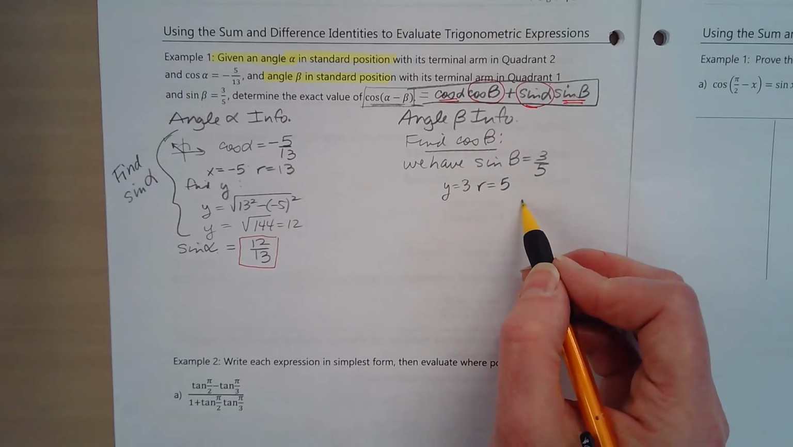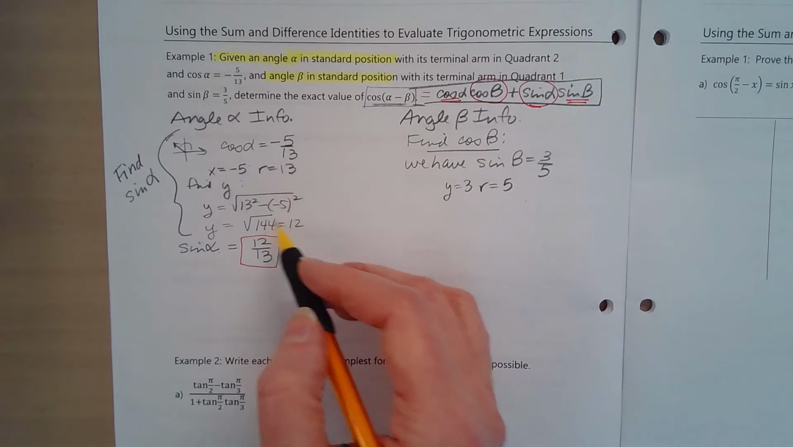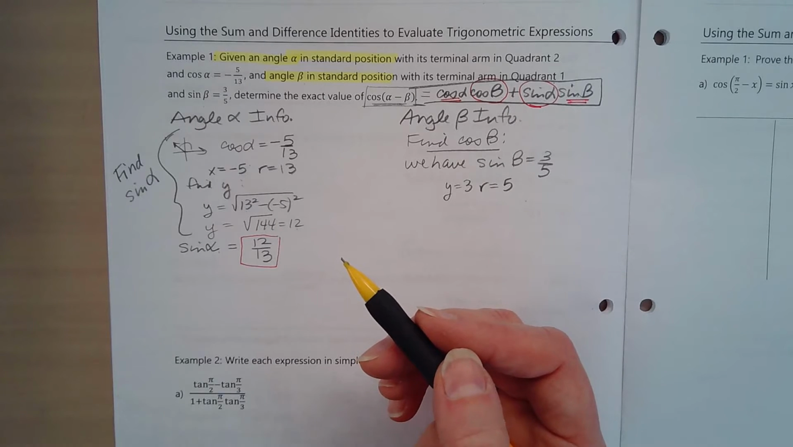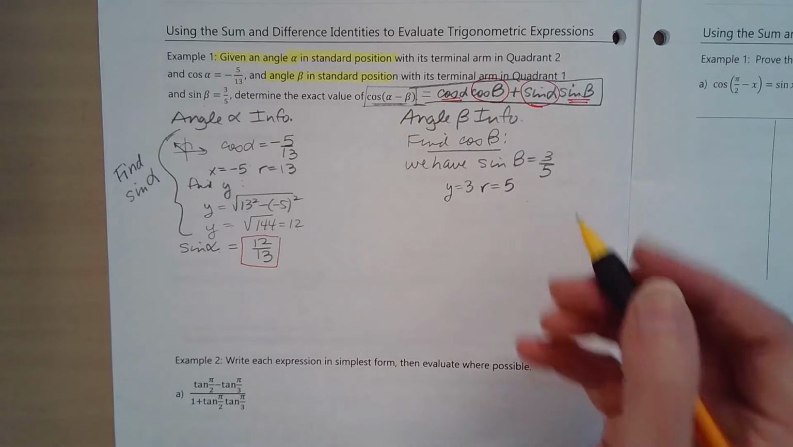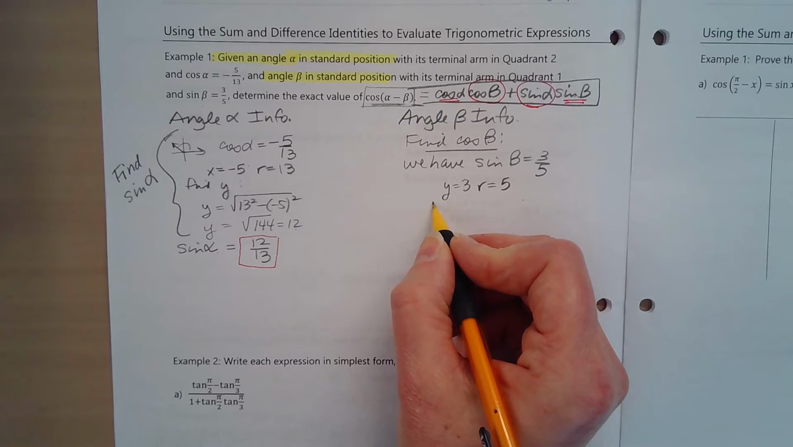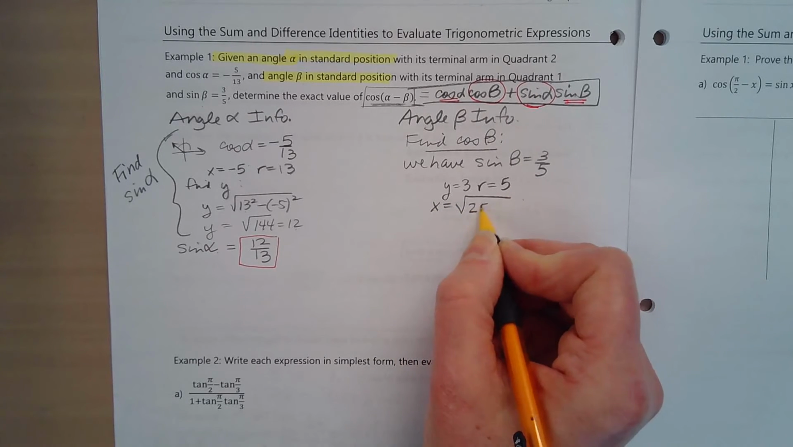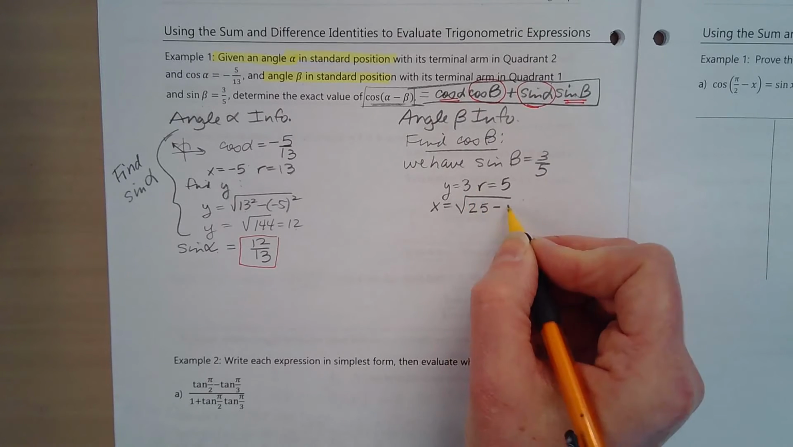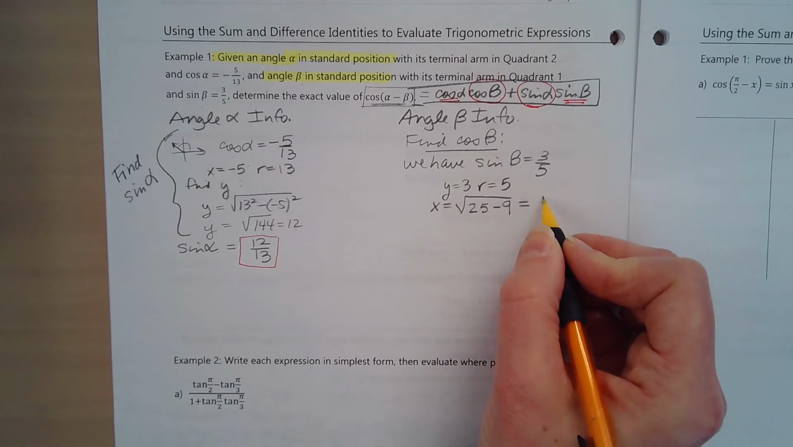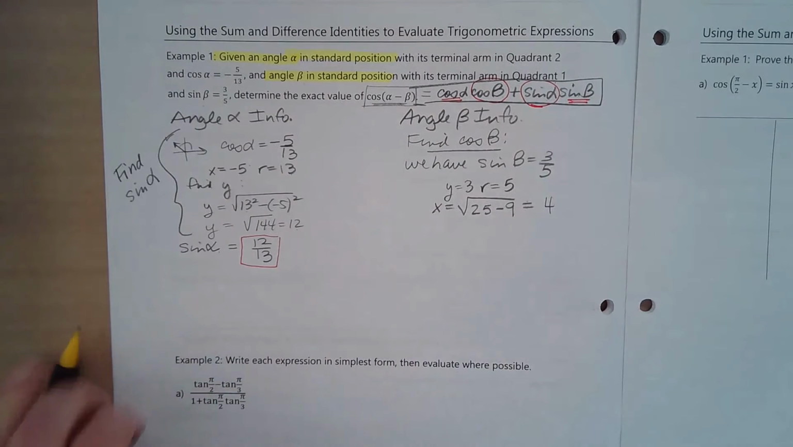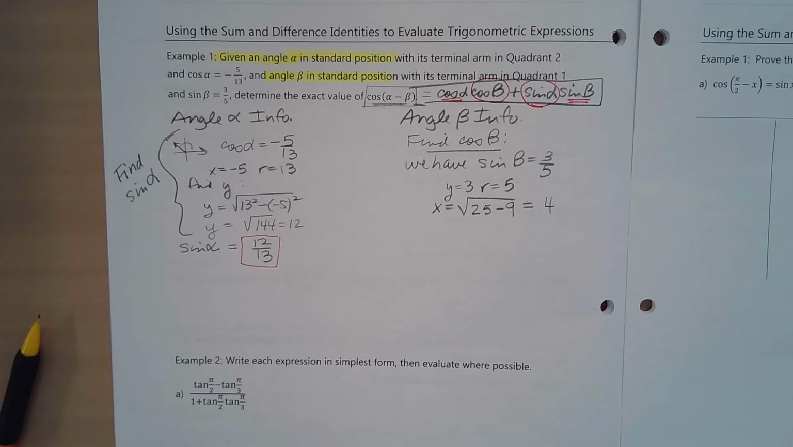3, 4, 5 is a special triangle. 5, 12, 13 is a triangle. There's a few of them. Okay, so we'll prove it. X equals the square root of r squared minus y squared, which is the square root of 16, which is 4. They're the perfect triples, we call them.